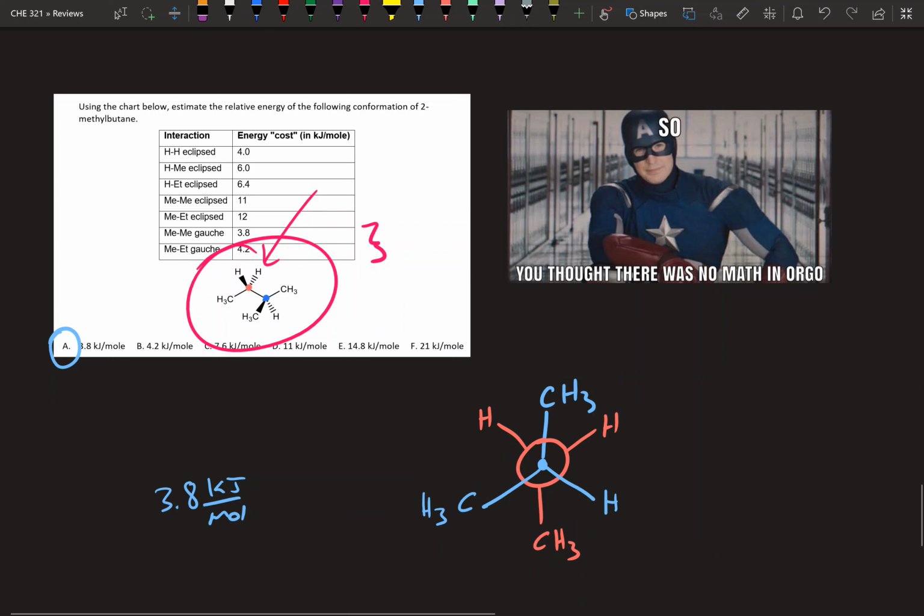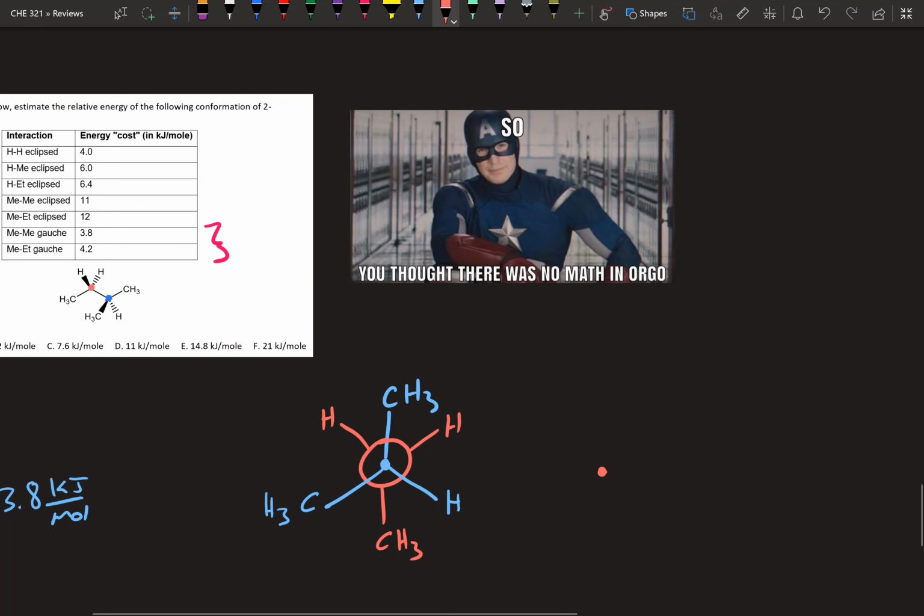For some reason, every year, students think that wedge is always left and dash is always right, or vice versa, when converting from the line to Newman. That's not correct, and that could cost you pretty severely on the test. All right, so just to clear it up, I will draw this molecule now with the red in front. Okay, and so we start with the red, and we have the blue in the back.